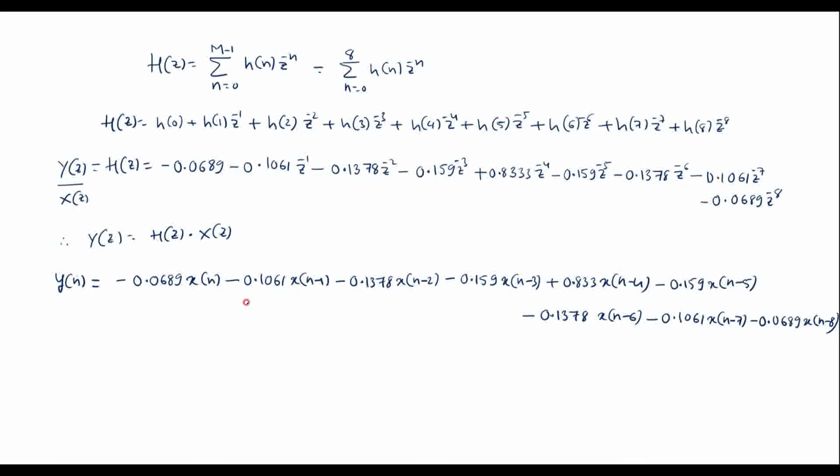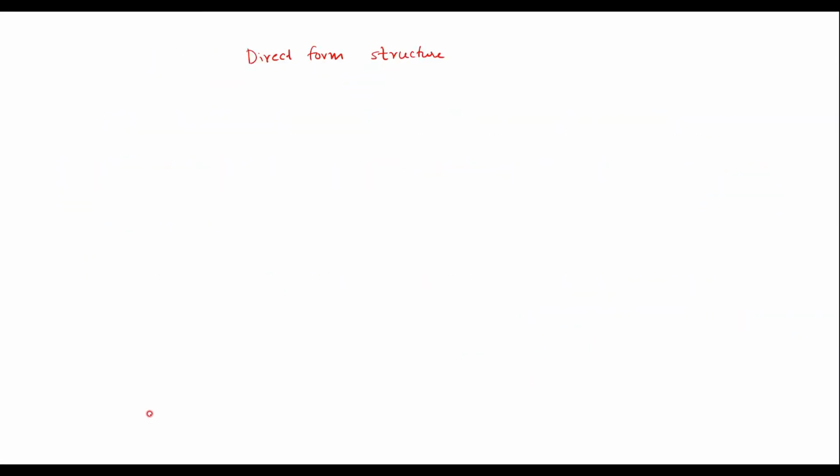So this is the difference equation. Here we can see that x of n coefficients and x of n minus 8 coefficients are same. Similarly, x of n minus 1 coefficient and x of n minus 7 coefficients are same. X of n minus 2 coefficients and x of n minus 6 coefficients are same. Similarly, x of n minus 3 coefficients and x of n minus 5 coefficients are same. So by seeing this y of n, we can easily draw the direct form structure. Our equation y of n, x of n has value from 0 to 8. So we need 8 delay elements.